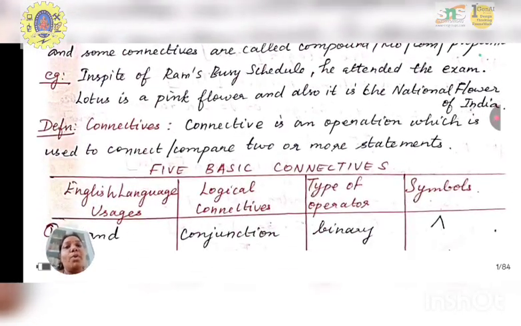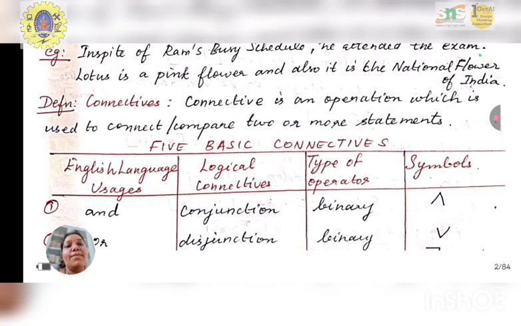Coming to the next definition, connectives. A connective is an operation which is used to connect sentences, or compare sentences. We call that a connective. We know the connectives in English: and, or, if and only if, then, like that. We are going to apply those connectives in mathematics. Let us see in the next one. Thank you.